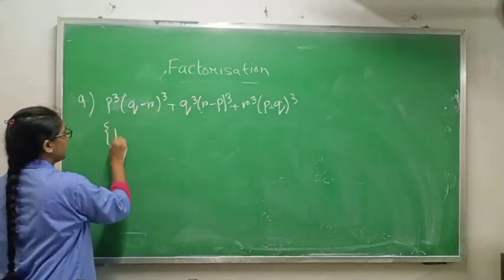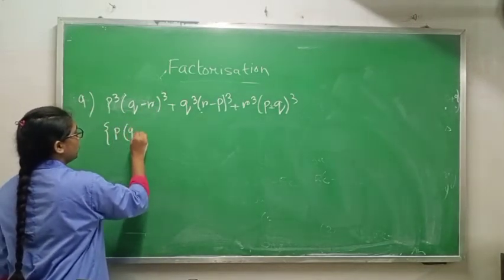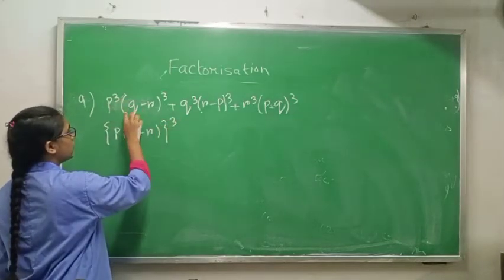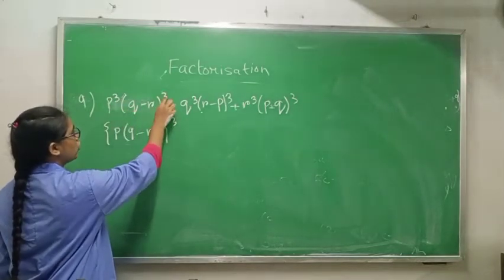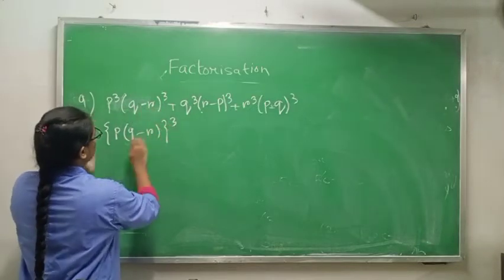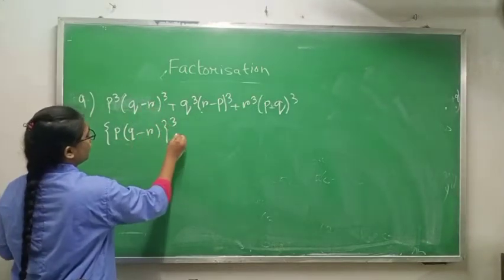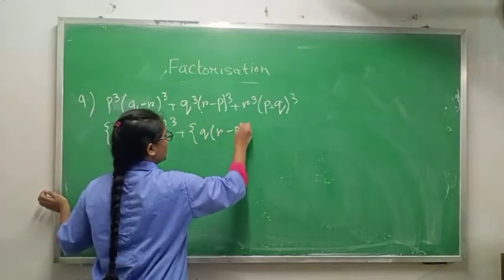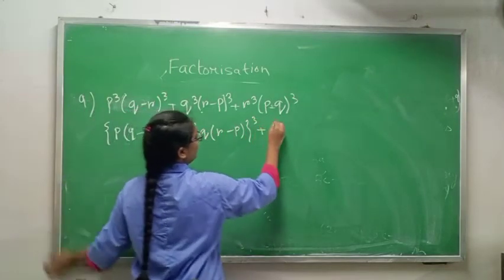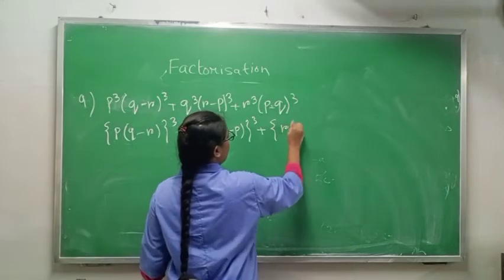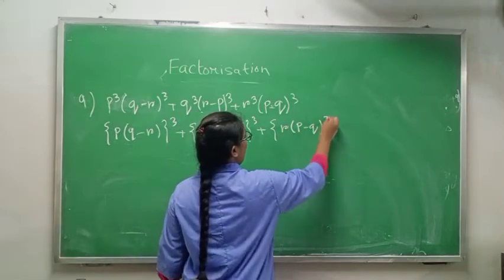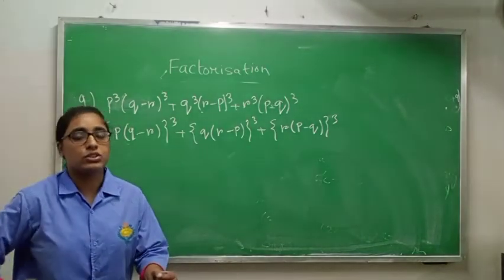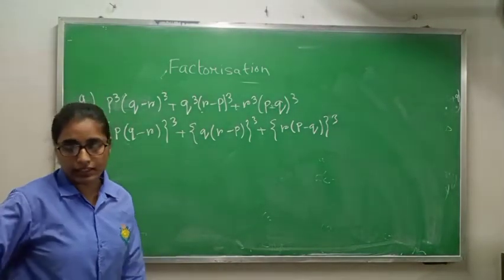So we can write like this: p³(q − r)³, because we have p cube as well as (q − r) whole cube. So together I am writing [p(q − r)]³. Same I will do with this one: [q(r − p)]³. Then same with this one also: [r(p − q)]³. Okay. After this, what I will do, same thing which I had done with the last one, I am letting.